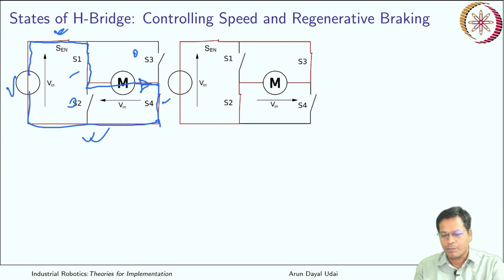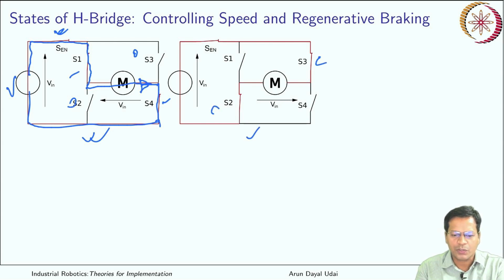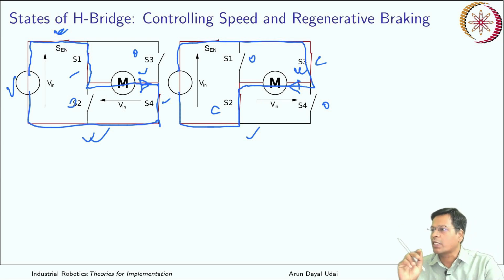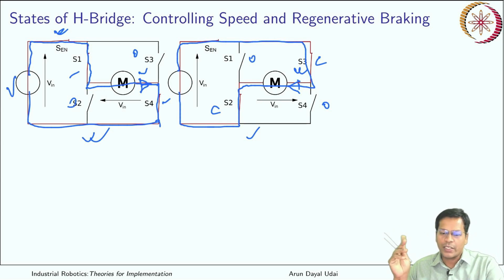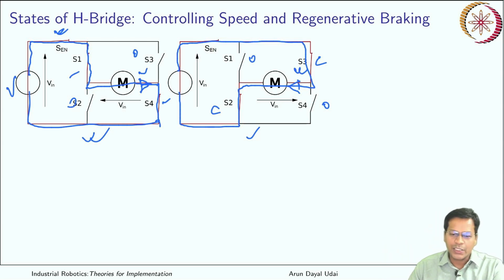But what is happening over here in this one? You have closed this one, this is closed, this is open, this is open. In this case, you have current that flows like this. Finally it goes back. So you see, you can very well reverse the polarity across the motor terminals. In this way you can clearly change the rotation direction immediately using an H-bridge.